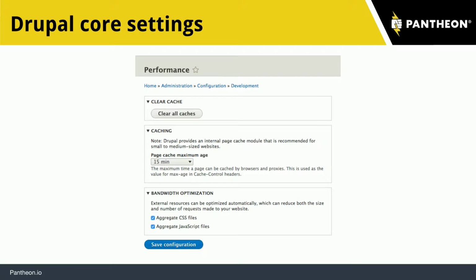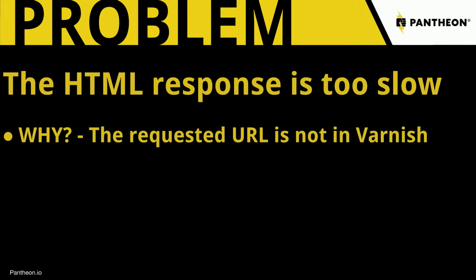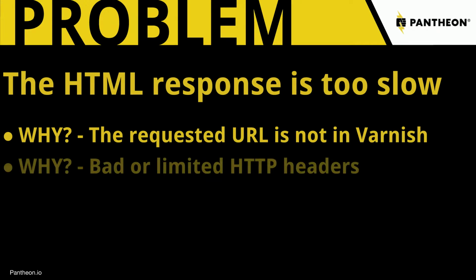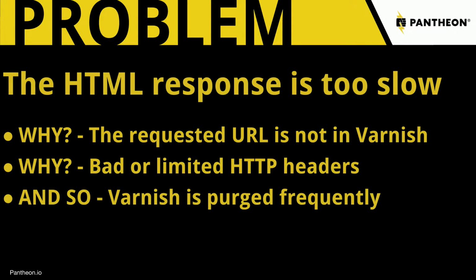So what we're looking at here is the performance page from Drupal Core itself. This is probably familiar to people building Drupal sites. You've got this control for what's the cache age? What's the maximum something can be cached? 15 minutes, 900 seconds, that's that cache control header we just saw. So if our HTML response is not in Varnish, we keep asking why, they're bad or limited HTTP headers, perhaps we have to be purging our cache over and over again.